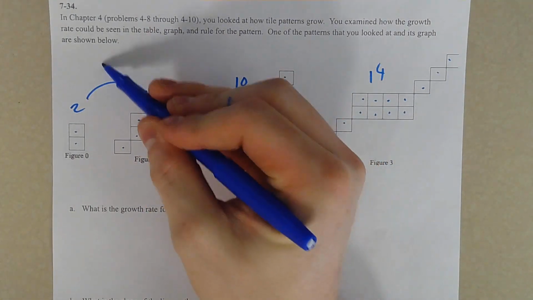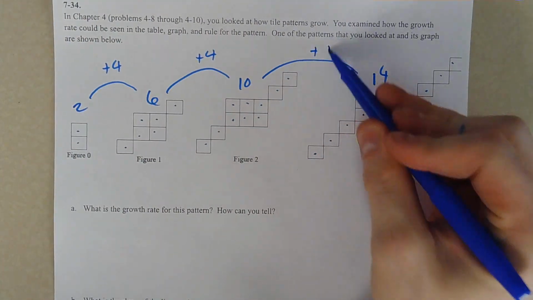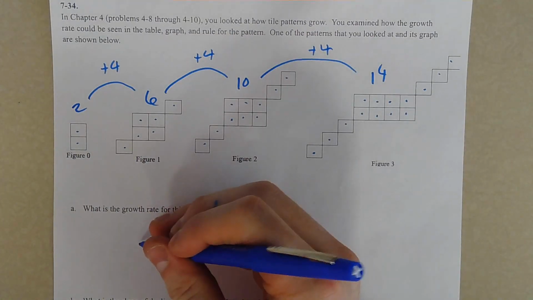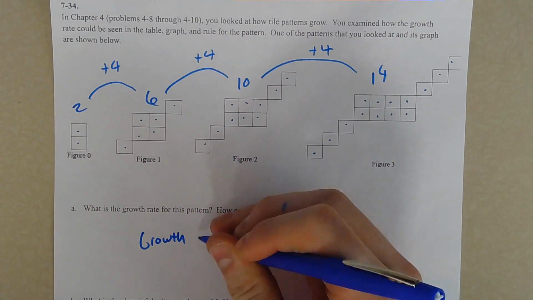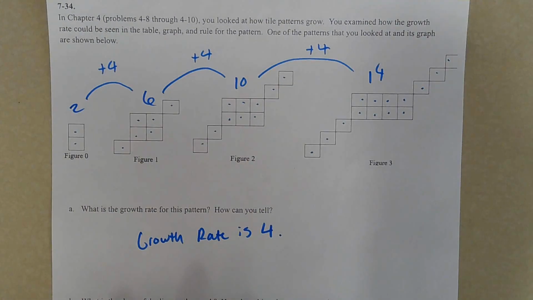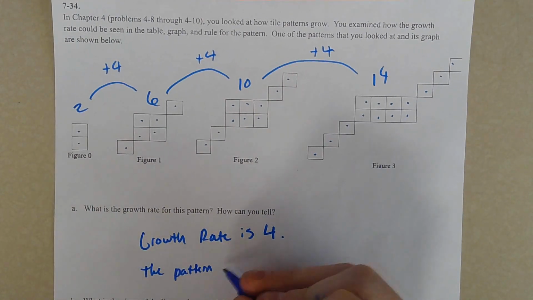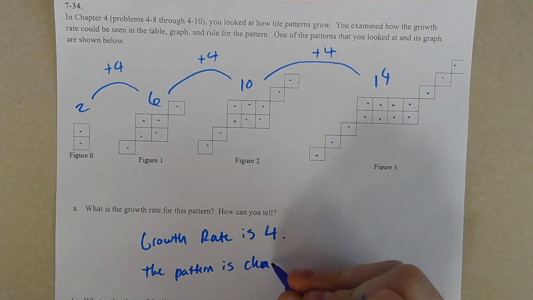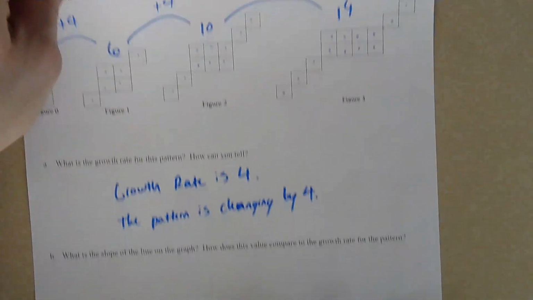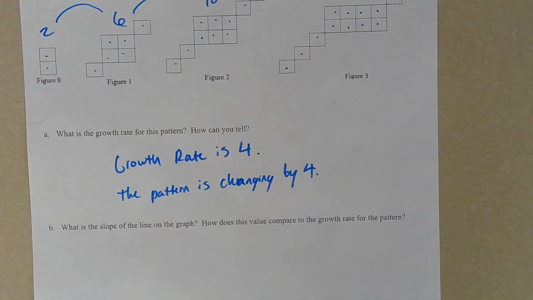From 2 to 6, we know that's a +4 change. From 6 to 10, we also know that's a +4. And from 10 to 14, we know that's changing by +4. So the growth rate for this pattern is 4. How can we tell? Well, pretty simply, the pattern is changing by 4. Now, what is the slope of the line graph? How does this value compare to the growth rate for this pattern?